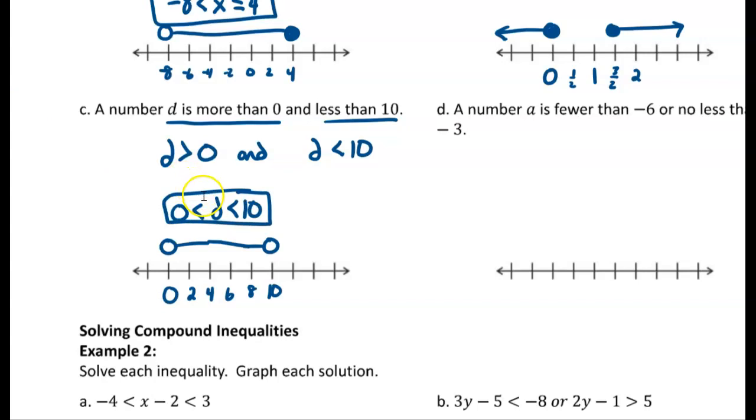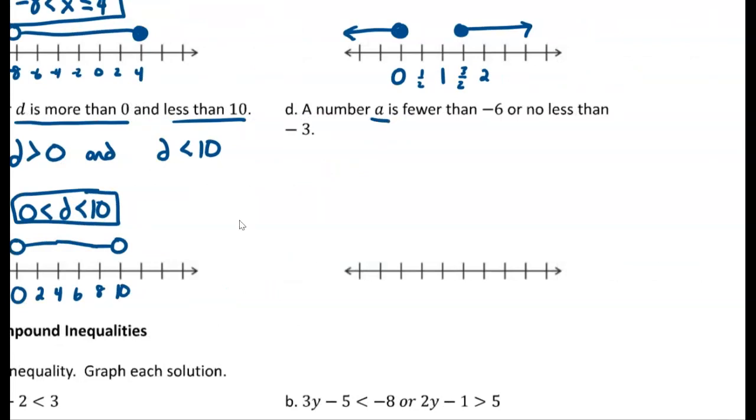I put these in what's called number line order. I don't want the 10 first, I want the 0 first, and the 10 last, like in order of a number line. Notice how my sign didn't have an underline. It still doesn't. It was opening towards the D. It still opens towards the D. And then same thing here. My sign didn't have an underline. It still does not. I didn't change it. It opens to the 10. It still opens to the 10.